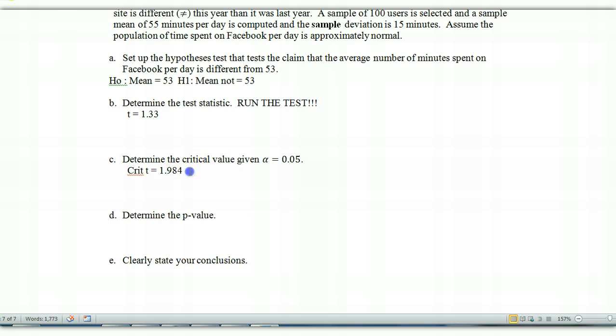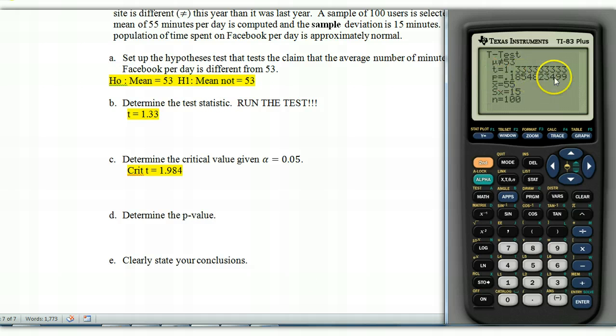Right, and it wants us to determine the p-value. Remember, the p-value is right underneath the test statistic. The very next thing down is the p-value. So the p-value is 0.1854 or 0.1855.